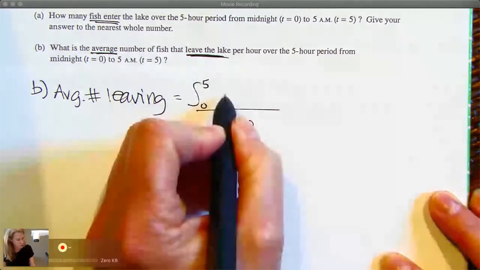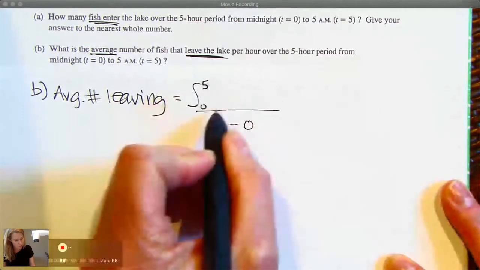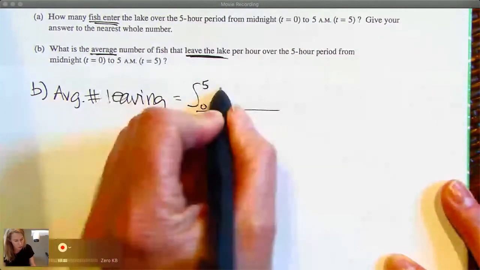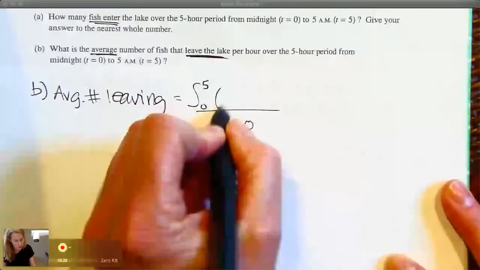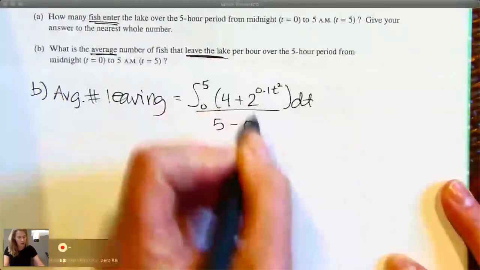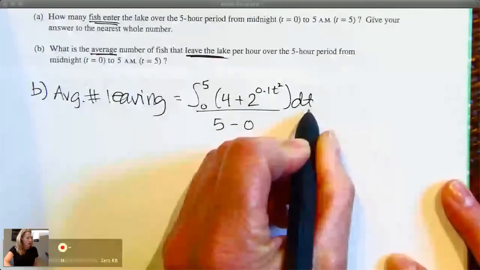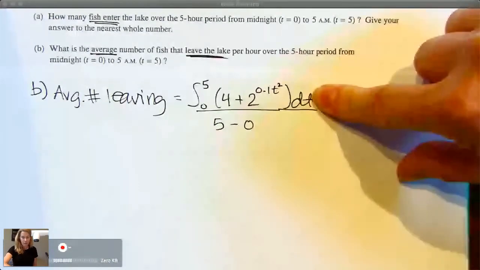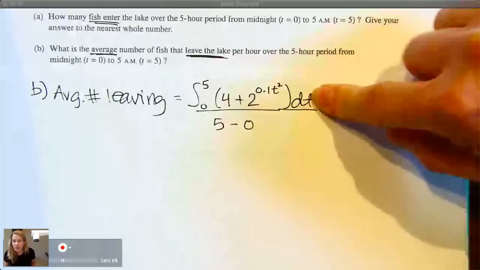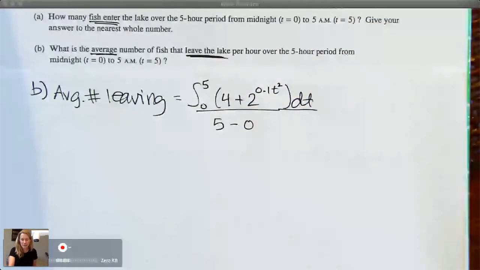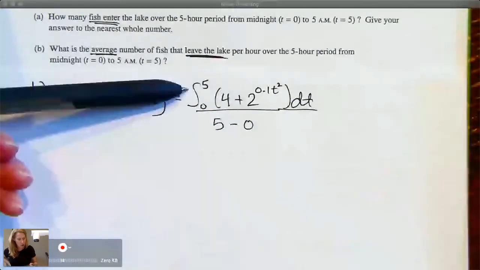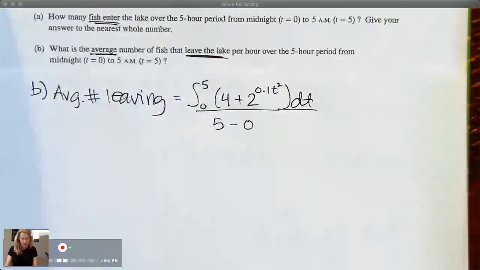So that is going to be the integral of the L function. And of course, that L function is 4 plus 2 to the 0.1 t squared dt. So we're integrating our rate of fish leaving and dividing by 5. And Daniela, once again, you're one step ahead of me. So that's going to give us the number of fish over time.